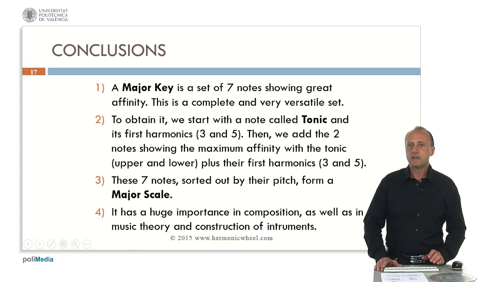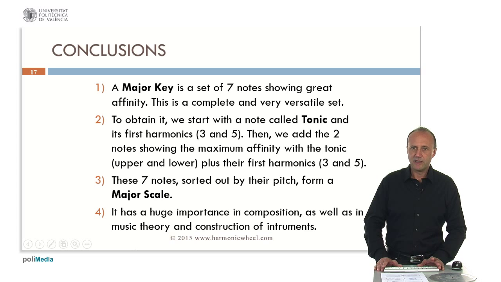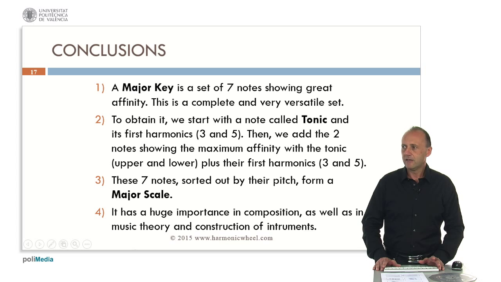Then we chose a note lower than the tonic such that its third harmonic is precisely the tonic and looked for its first harmonics. With those notes, we form the major key. If we sort out these notes by their pitch, we form the corresponding major scale. As I explained, the major scale has a huge importance in composition as well as in music theory and in construction of instruments.